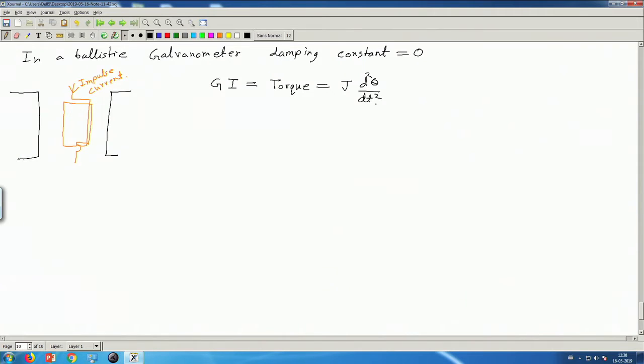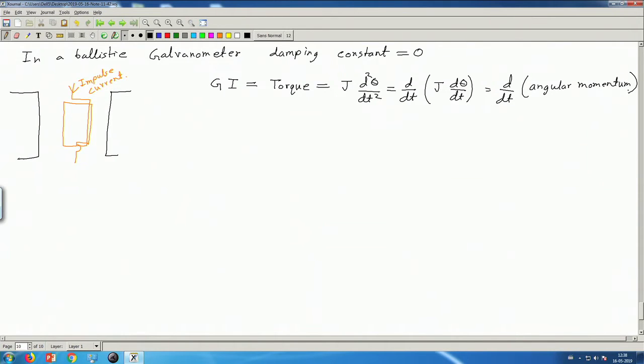Or we can say that this is the rate of change of the angular momentum. So this is d/dt of the angular momentum, which is given by J dθ/dt. This is nothing but d/dt of the angular momentum. Rate of change of momentum is force, and rate of change of angular momentum is torque.